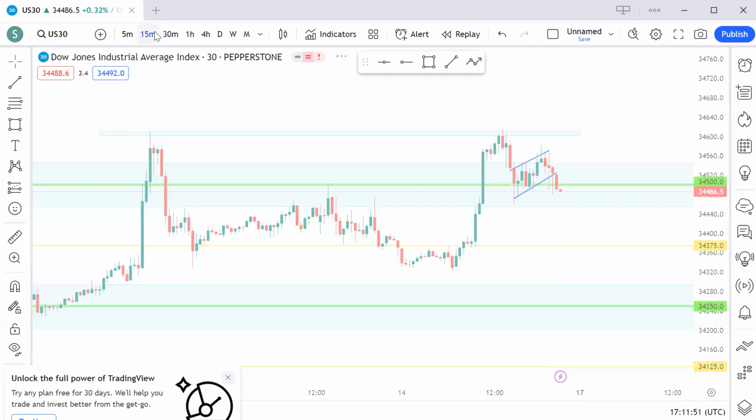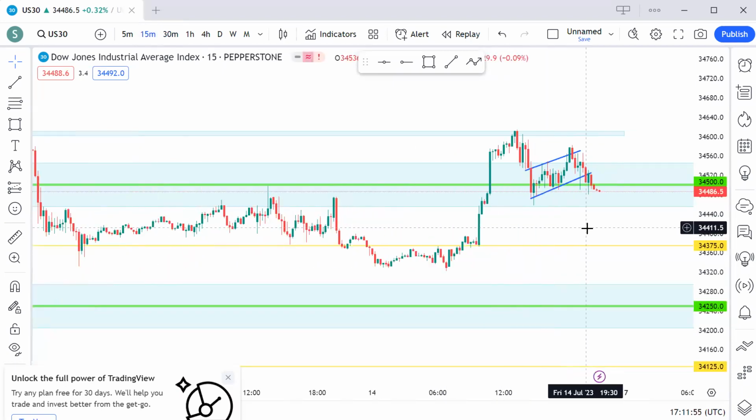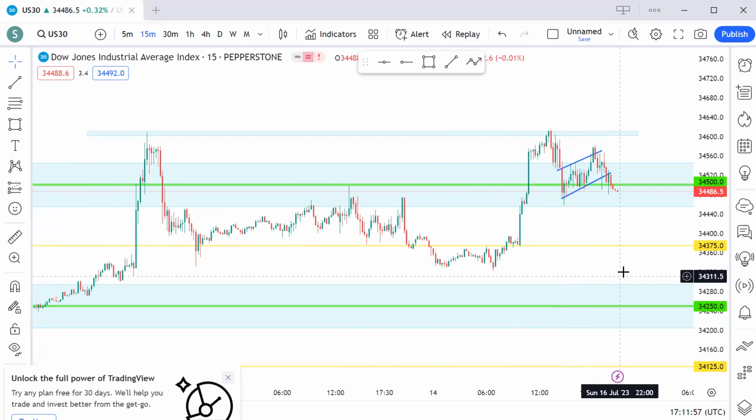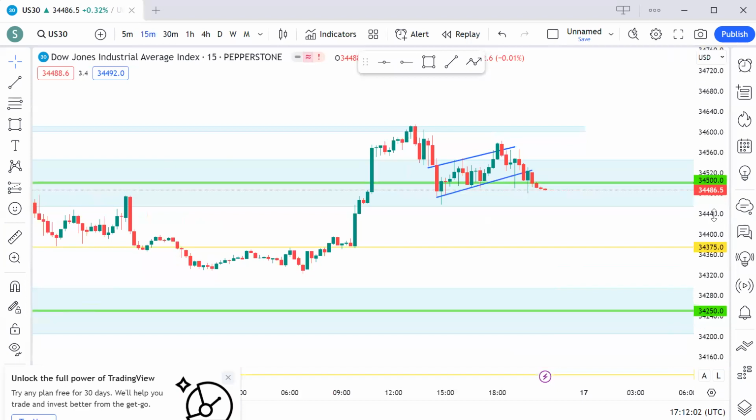We stop at 15-minute. Let's drop down. We are on the 15. Everything looks much clearer. Double top, bearish flag. Also, I see another pattern here.